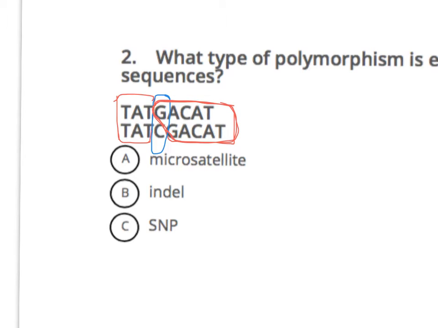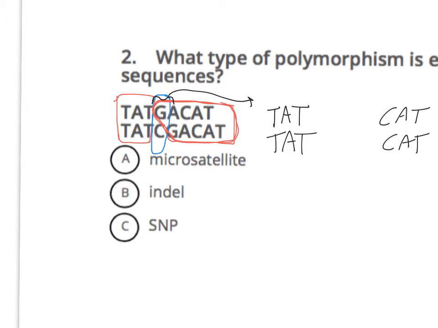So microsatellite is a fancy word for a short sequence of DNA that's repeated over and over and over again. For example, let's take this case. Let's say this G and the A were repeated multiple times. If you had a microsatellite in your DNA sequence, you would have, as in this example, the same sequence on both sides. You'd have a TAT on one side, and you'd have a CAT on the other side of the microsatellite.